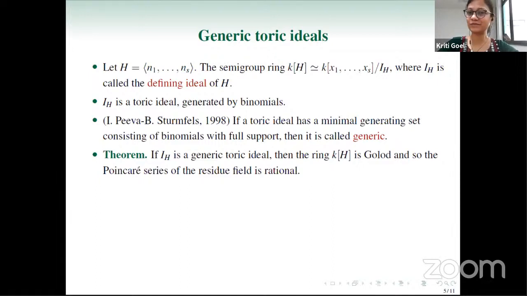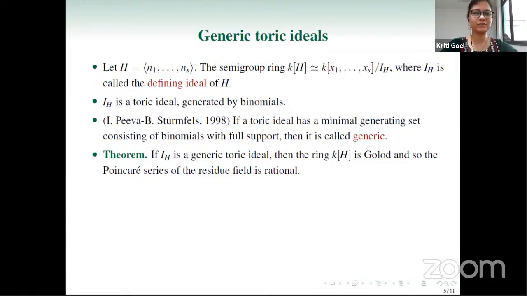And why is it important to study such a class of toric ideals? They proved in the same paper that if we have a generic toric ideal, I_H, then the corresponding semigroup ring is Golod. And as a consequence, the Poincaré series of the residue field is rational. So this is a good enough reason to study more and more about generic toric ideals.